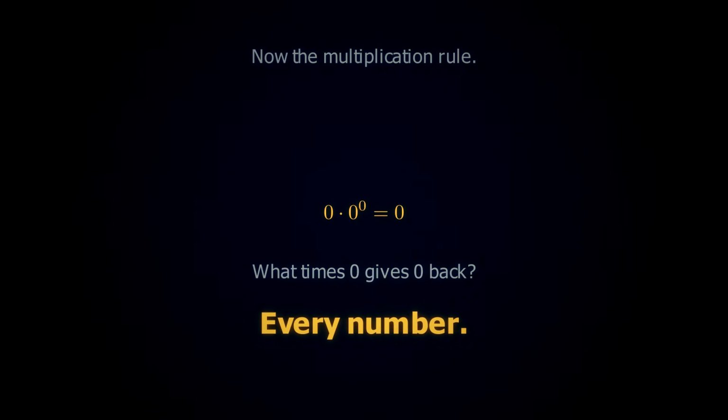Now the multiplication rule. 0 to the third times 0 to the 0 equals 0 to the third, which is 0. So 0 times 0 to the 0 equals 0. Ask the same question as before. What number can you multiply by 0 and still get 0 back? This time the answer is not one number. It is every number. 0 times 1 is 0. 0 times 5 is 0. 0 times 99 is 0. The equation is true no matter what you put in for 0 to the 0.